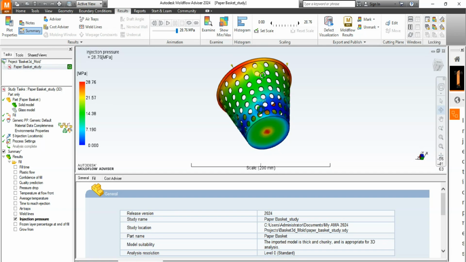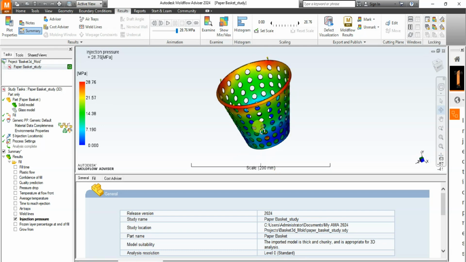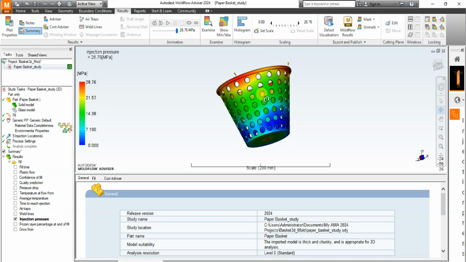Now let's look at things to watch out for. These options can be used to solve problems with underfilling or overpacking caused by injection pressure. One, alter the injection location, or use the effect of additional injection locations to fill the problem area. You can alter the injection location. Additionally, you can also use additional locations to fill the problem area.